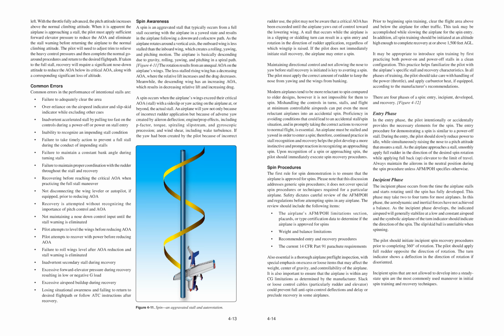As the incipient phase develops, the indicated airspeed will generally stabilize at a low and constant airspeed. The symbolic airplane of the turn indicator should indicate the direction of the spin. The slip/skid ball is unreliable when spinning. The pilot should initiate incipient spin recovery procedures prior to completing 360 degrees of rotation. The pilot should apply full rudder opposite the direction of rotation. The turn indicator shows a deflection in the direction of rotation if disoriented.